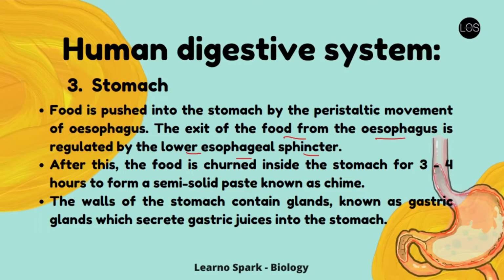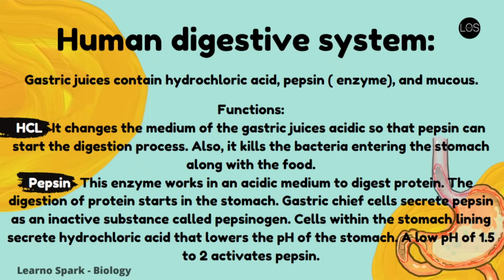After this, the food is churned inside the stomach for 3 to 4 hours to form a semi-solid paste that is known as chyme. The walls of stomach contain a gland known as gastric gland. So gastric gland कहाँ present है? Gastric gland present है stomach के lining में, stomach की walls में, which secrete gastric juices into the stomach. Let us understand what are these gastric juices and what are the functions of these gastric juices. So gastric juices contain hydrochloric acid, pepsin, that is an enzyme, and mucus. So let us see the functions of these digestive juices individually.